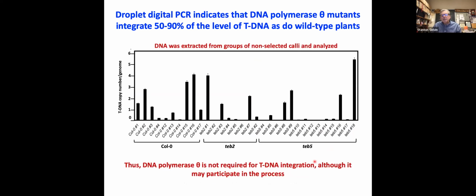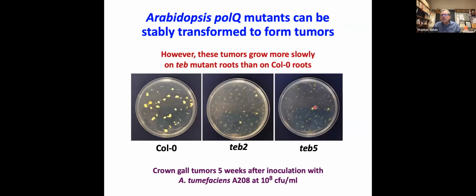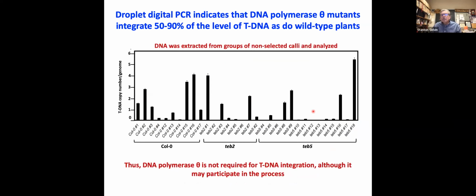But we were able to isolate junctions from these calli. We isolated DNA from these under non-selective conditions. We were able to look at T-DNA integration using droplet digital PCR. This was done by Hiroaki Saika in Japan. They helped do these experiments. And we found that in these DNA polymerase theta mutants, they still integrated between 50 and 90% of the amount of T-DNA that you see in a wild-type plant. So therefore, DNA polymerase theta is not required for T-DNA integration. Although I am not saying that it may not participate in the process. It may participate, but we've now shown both in Arabidopsis and in rice, it's not absolutely required. There must be something else going on.